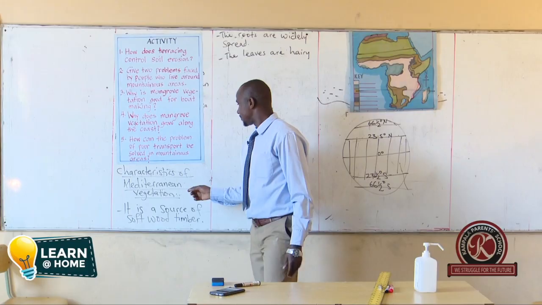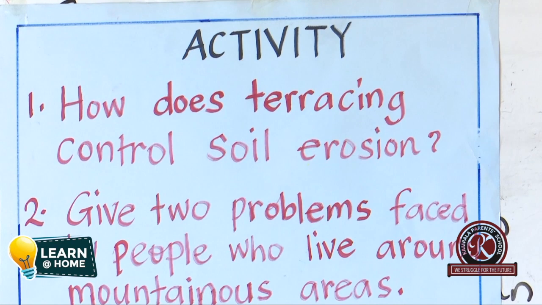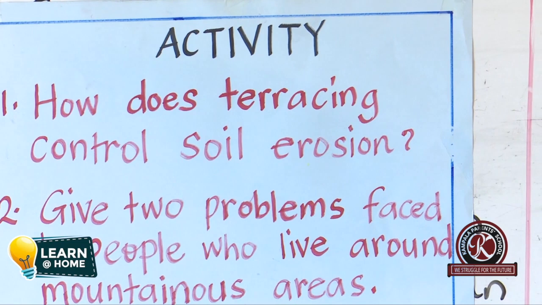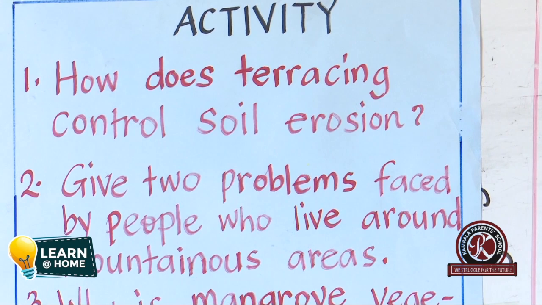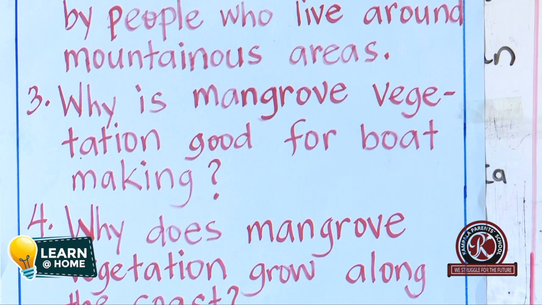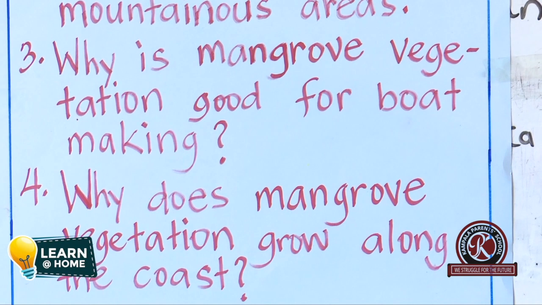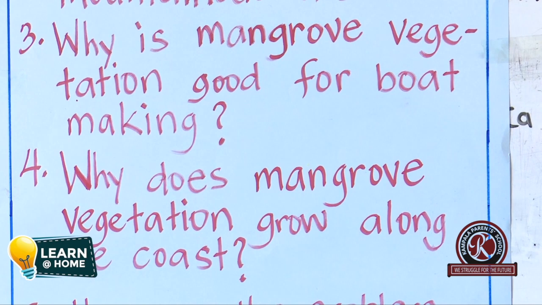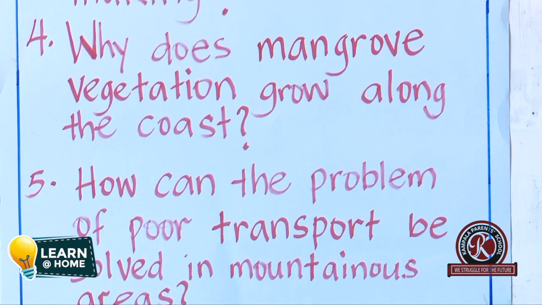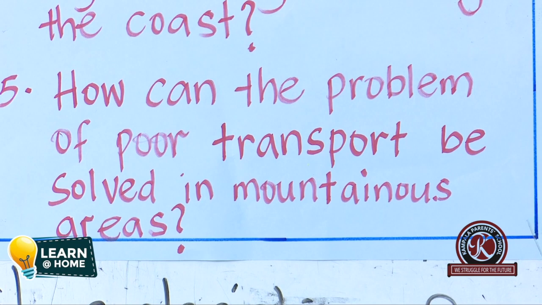This is the activity I've given you. Let us go through it. Number one, how does terracing control soil erosion? Number two, give two problems faced by people who live around mountainous areas. Number three, why is mangrove vegetation good for boat making? Number four, why does mangrove vegetation grow along the coast? Number five, how can the problem of poor transport be solved in mountainous areas? So attempt it.